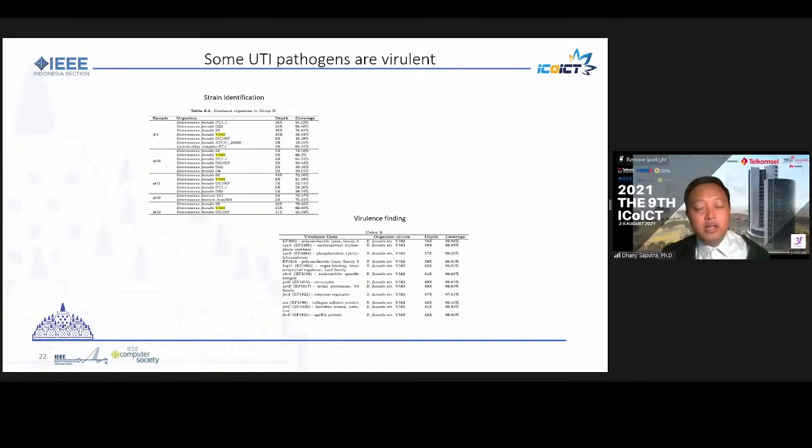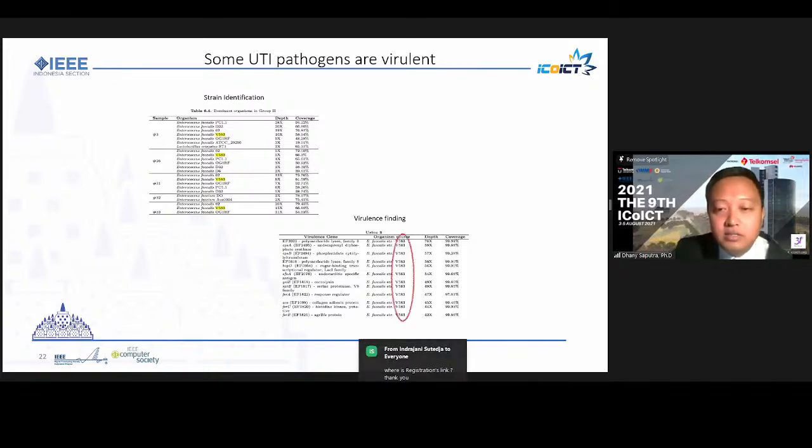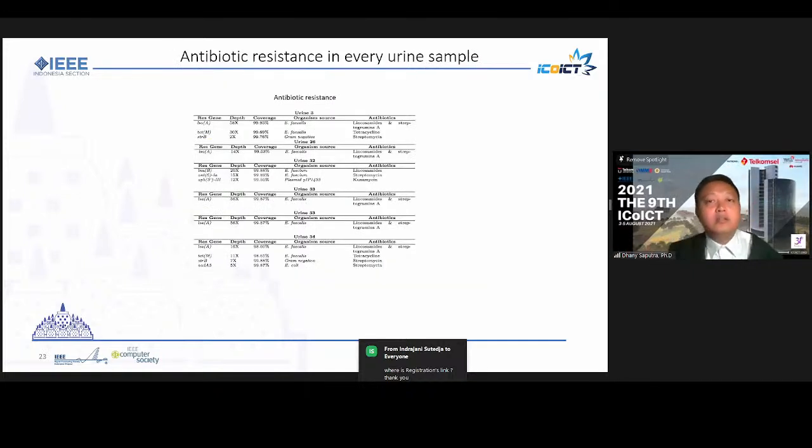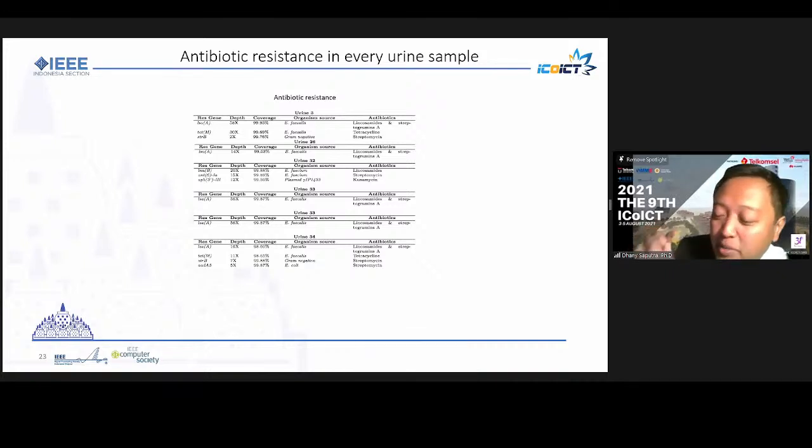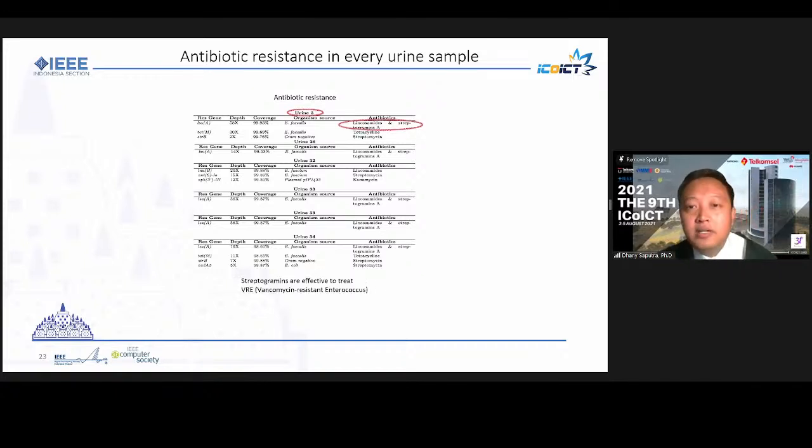So we found that V583 is dominant or present. So it is dangerous, it is virulent. So we have to treat this patient. But what kind of antibiotic can be personalized for this person? For example, in urine number 3, they are very resistant to these antibiotics. So we have to give another antibiotic to treat patient number 3. So yeah, this is also the importance of sequencing.